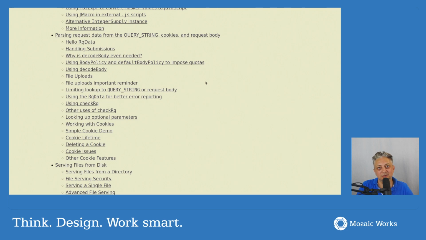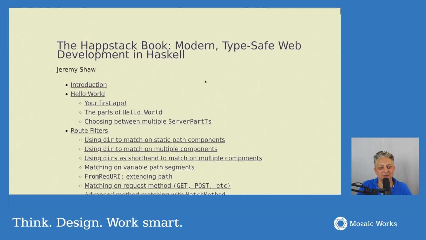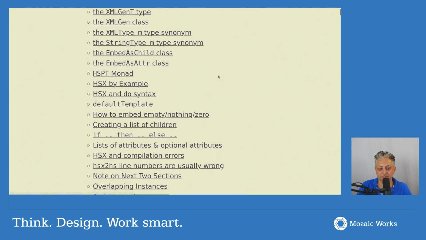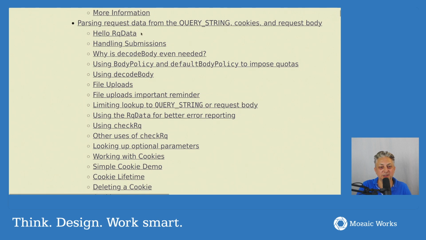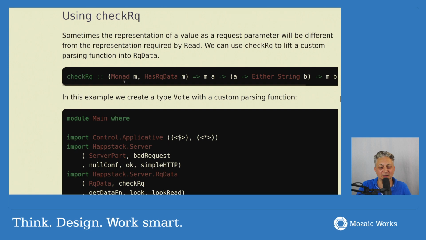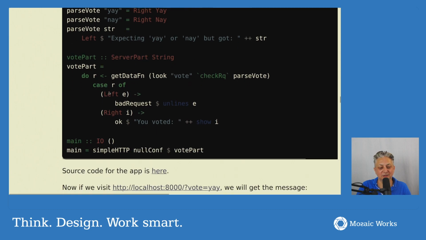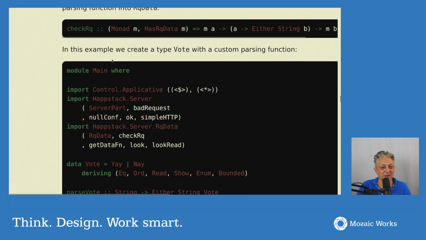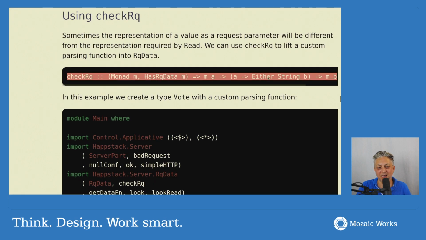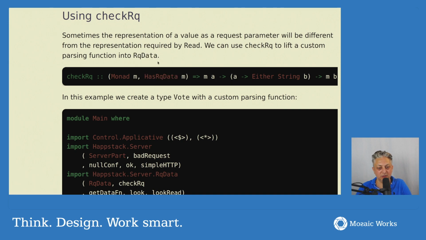And the reason was, and what I'm showing you here is Happstack, which is a modern type-safe web development in Haskell. Sounds really good. Except I'm seeing this, RQ data. Okay, RQ probably request data. We use checkRQ. Let's look at checkRQ is a monad. Has RQ data, either string something. Okay, my Haskell is a bit rusty. I don't fully understand all this, but one thing that I can focus on is names. Okay, monad, I know what a monad is. RQ data has RQ data, not that bad.